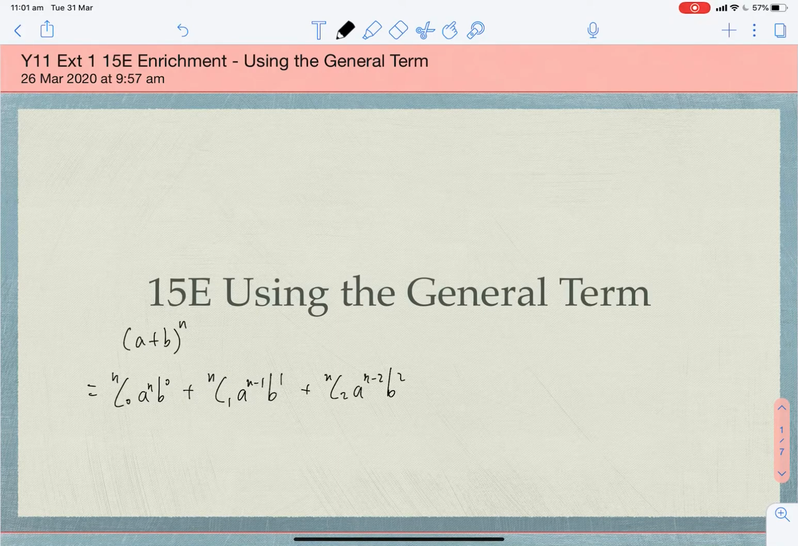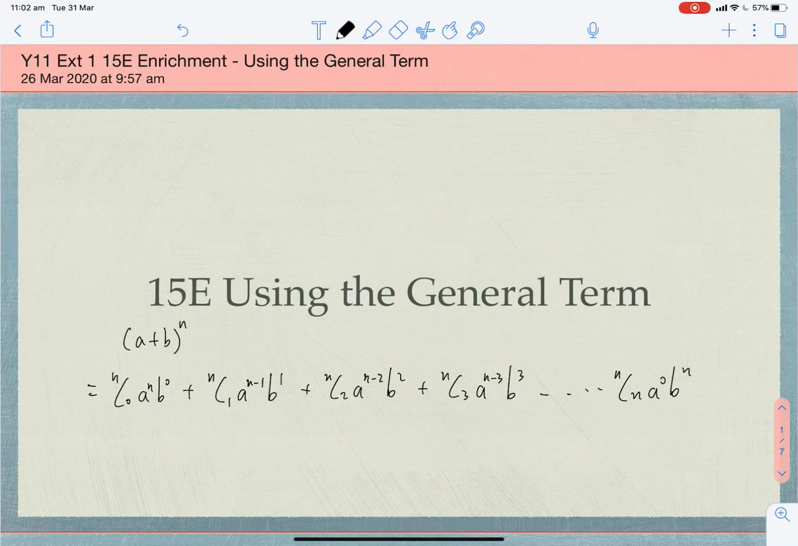For every single term, the power of a added to the power of b will always equal n, because the power of a decreases and the power of b increases at the same rate. So the third one would be n choose 3, a to the power of n minus 3, b to the power 3. All the way to n choose n, a to the power 0, b to the power n.